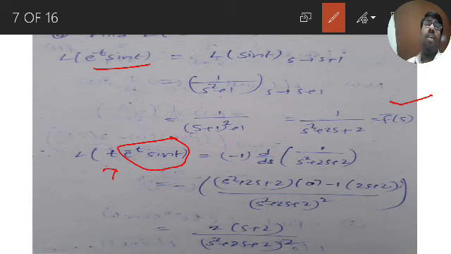So what is v here? s square plus 2s plus 2. What is u here? 1. So apply now: s square plus 2s plus 2 into derivative of 1, which is 0, minus 1 into derivative of s square plus 2s plus 2, which is 2s plus 2, since the derivative of 2s is 2 and the derivative of 2 is 0. So minus into minus is plus. So what is the answer? 2 common: 2 into (s plus 1) by (s square plus 2s plus 2) whole square.